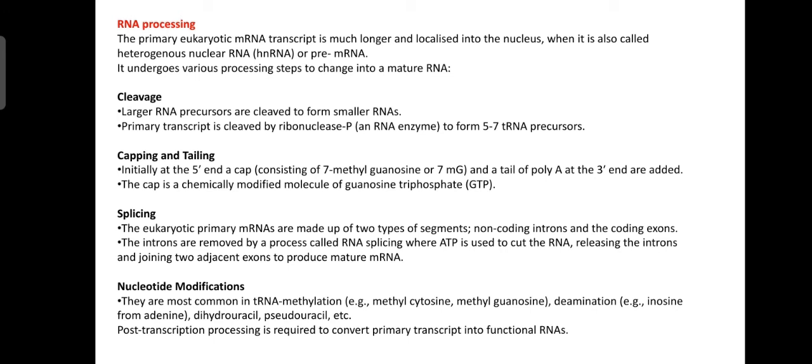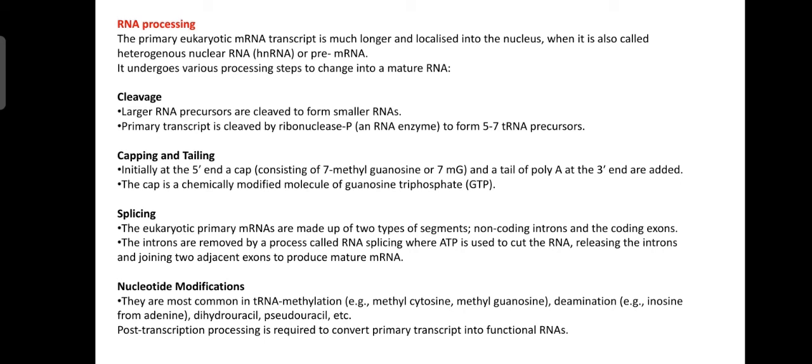Children, do you remember the structure of mRNA? At the 5' end, the cap consists of 7-methyl guanosine, and at the 3' end there is a poly A tail, that is adenine, adenine, adenine, added. The cap is a chemically modified molecule of guanosine triphosphate. Cap means head portion. The head portion contains 7-methyl guanosine, and the tail contains the poly A tail. We call it poly A tail mRNA. And the cap is a chemically modified molecule of GTP.